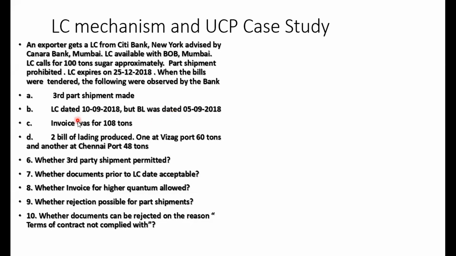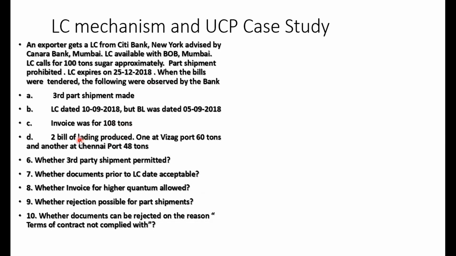Okay. Next one, the invoice is for 108 ton. Now the LC is for 100 ton, but they are using the word approximately: 100 ton sugar approximately. Then the third is also not a discrepancy, because when they use the word approximately in the LC, plus or minus 10% is permitted. That is called tolerance level. So in the exam, they will use the word tolerance, plus or minus 10% permitted. So 108 is perfectly okay.